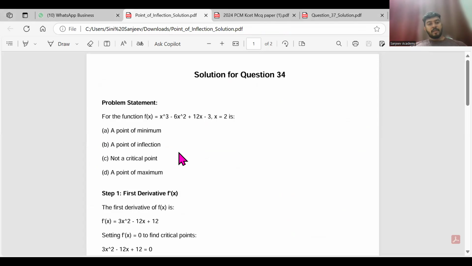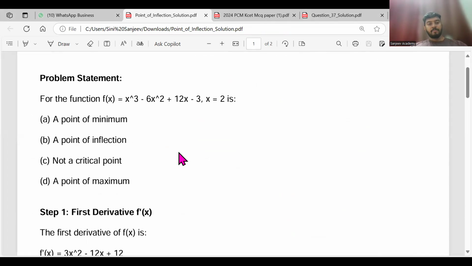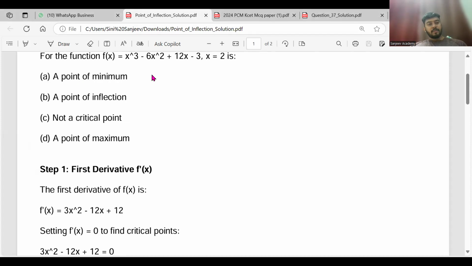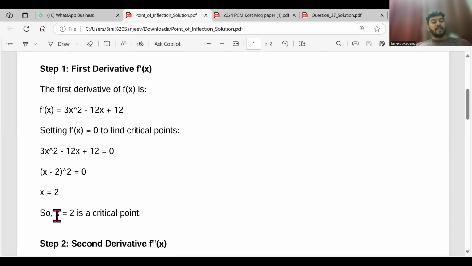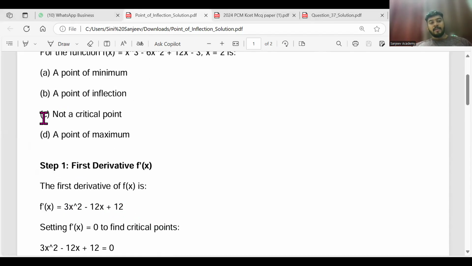So this is our question, right? I think you can see here. First derivation, correct? F dash of x, we got it. I hope everyone knows how to differentiate it. And we'll get x is equal to 2 is a critical point. So the option here is what? I got x is equal to 2 is a critical point. So first thing is I had to come down and delete option C.